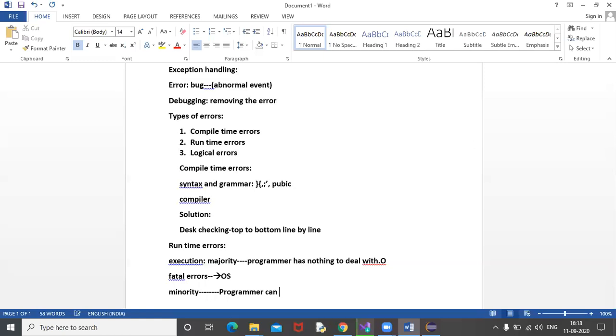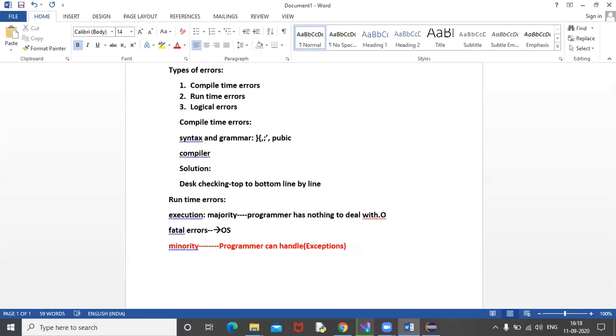Programmer can handle by taking some precautions. Those are known as exceptions. Got that word? This is our subject matter. I want to highlight this portion because this is our subject matter. In the big ocean, this little part is our concept, and we have to accumulate a lot. So many things are there which we have to discuss in that. So this is our subject matter.